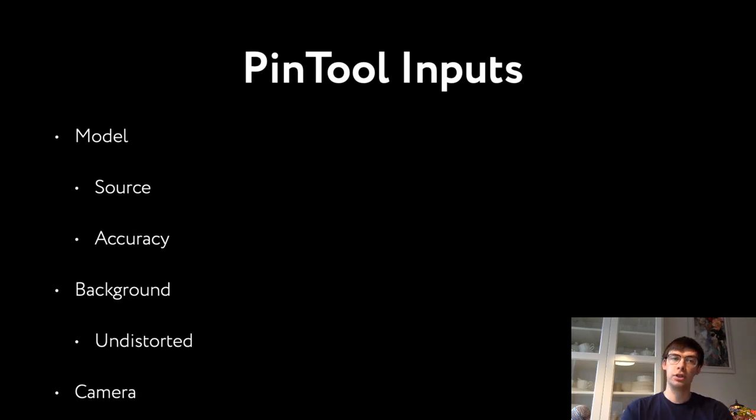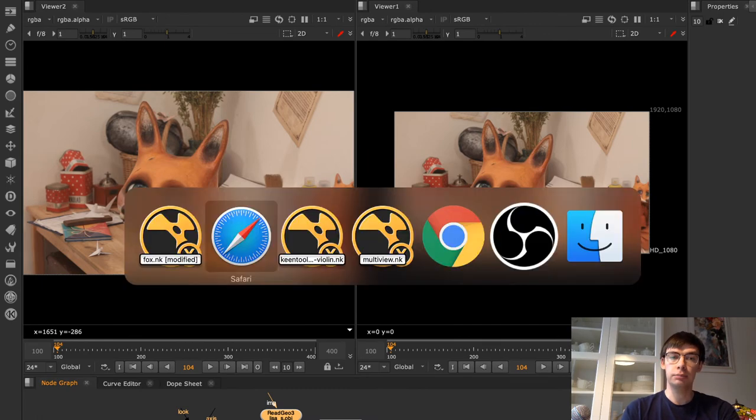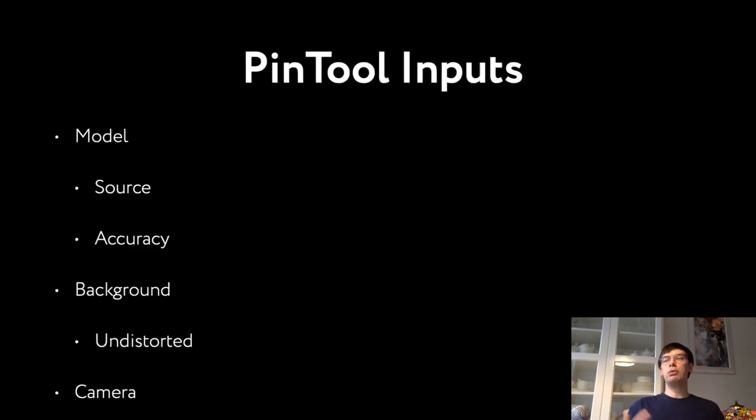Let's discuss the inputs. So the first input is basically the model, and probably one of the trickiest, because sometimes it's not that easy to understand where and how to obtain the model. First of all, the really simple way to get the model is just photogrammetry or a 3D scanner or something like this. But then usually you have to retopologize it and so on. So it's usually quite a tedious process.